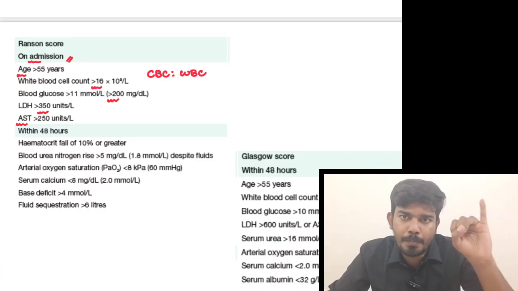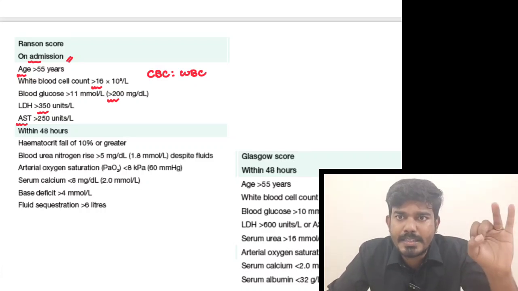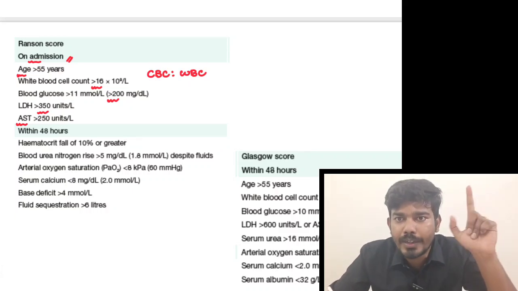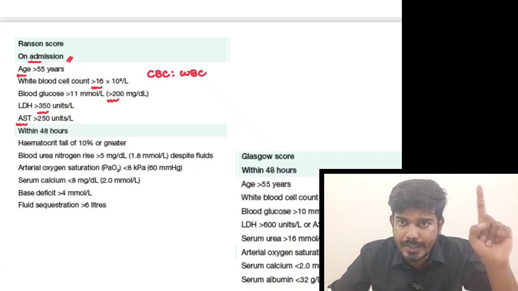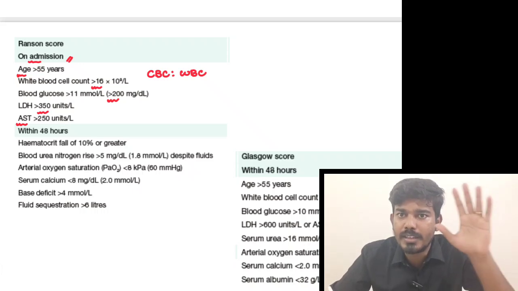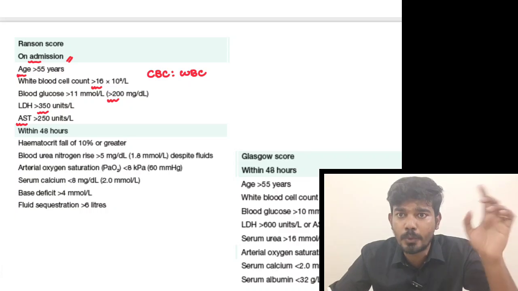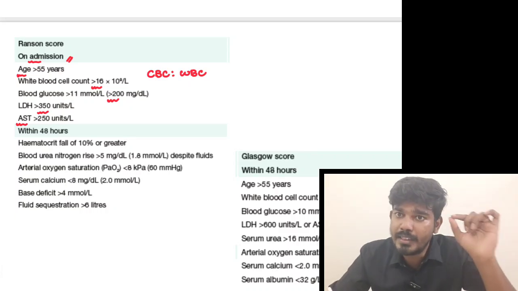Age of the patient, patient particulars, then CBC. In CBC we are going to see WBC, then we are going to see CBG, then 2 LFT. In LFT what are we going to see? AST and LDH. These 5 are components of Ranson score at the time of admission. Then we are going to see the Ranson score within 48 hours.